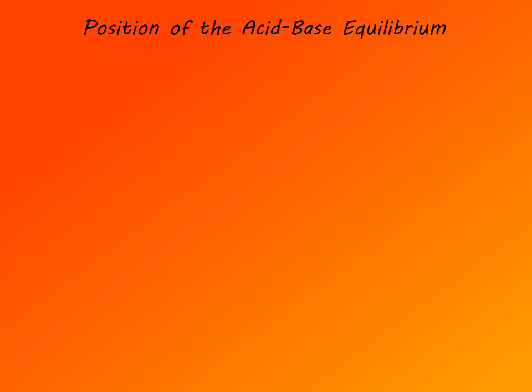In organic chemistry and related fields such as biochemistry, it is very important to know the position of the acid-base equilibrium, to know whether a particular species is in the form of an acid or its conjugate base or its conjugate acid, because that's very important to know the properties that species will exhibit and also the properties of the solution, and to explain reactivity and reaction mechanism. So it is very important to know the position of the acid-base equilibrium.